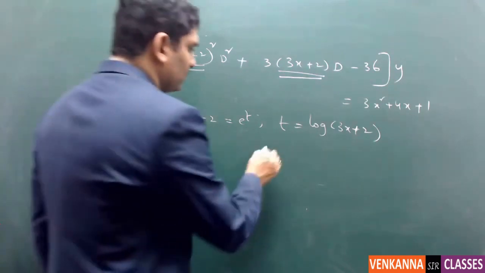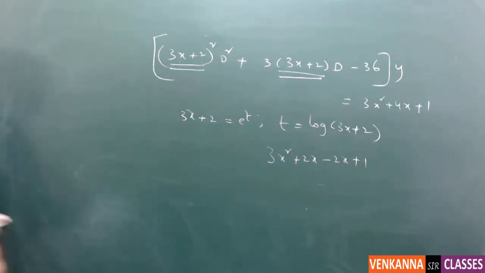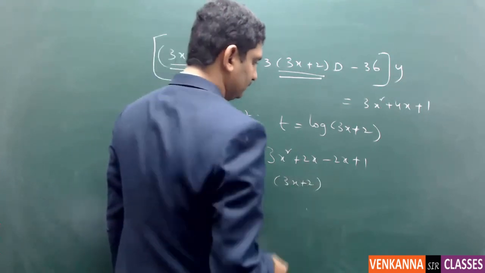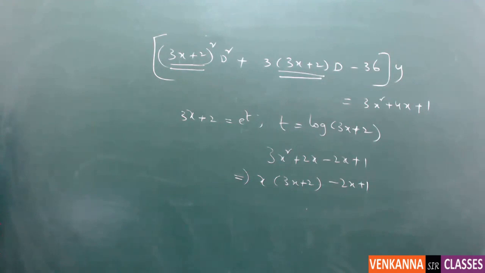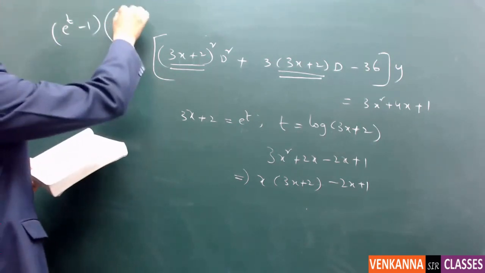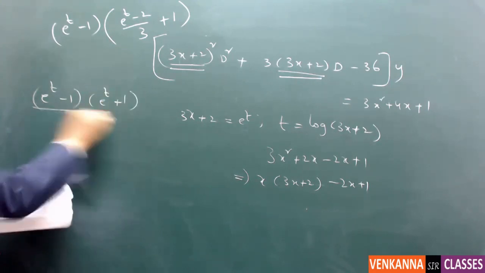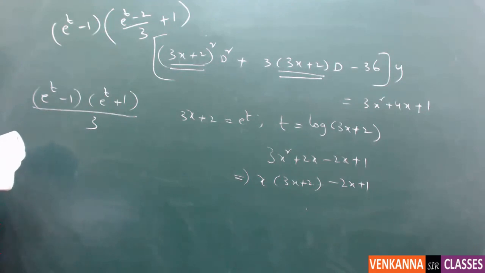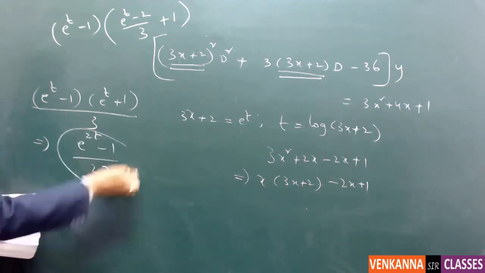Okay. So plus 2x minus 2x, that's a great idea. So 3x square plus 2x minus 2x plus 1, if you take like that, fine. So one way you can say x into 3x plus 2 will come, then you are left with this thing. However, I will write the answer, you check. It is going to come like this: e power t minus 1 into e power t minus 2 by 3 plus 1. In a simplified manner, e power t minus 1 into e power t plus 1 by 3. At the end, the answer is e power 2t minus 1 by 27. The right hand side value will come like this on simplification.